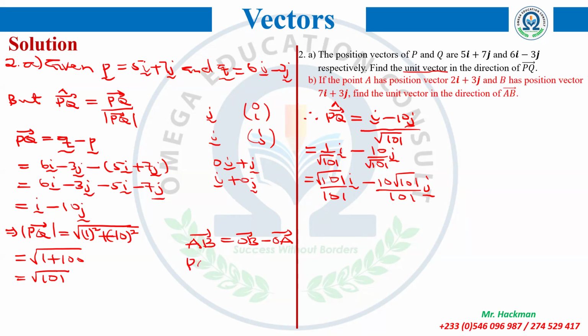So if you have PQ, this will be equal to your OQ, your terminal point position vector, minus your initial point position vector. If you have CD, this will be equal to OD vector minus what? What do you call it?